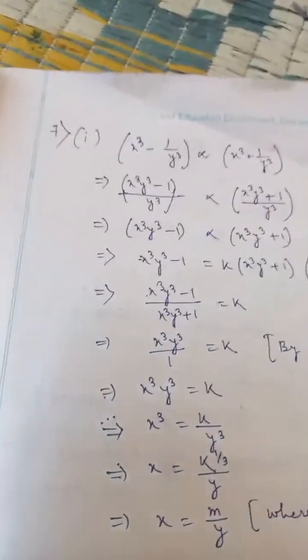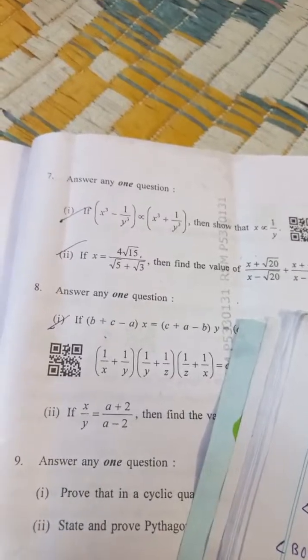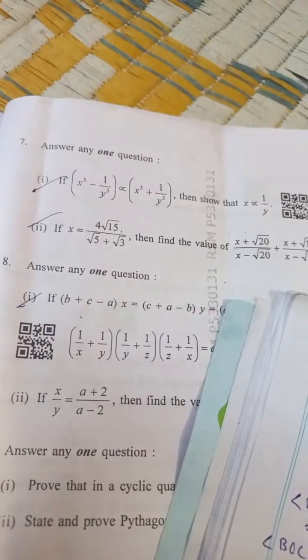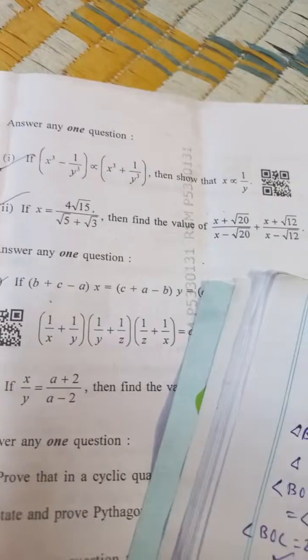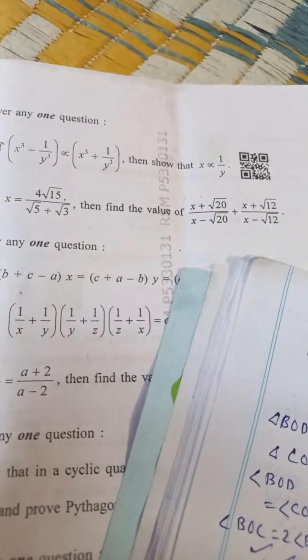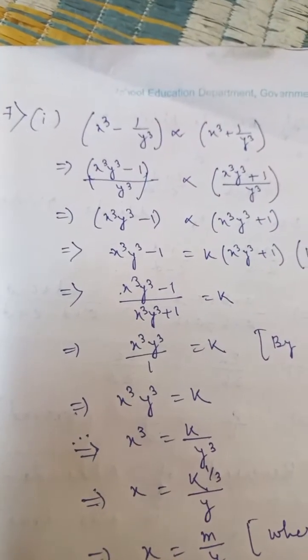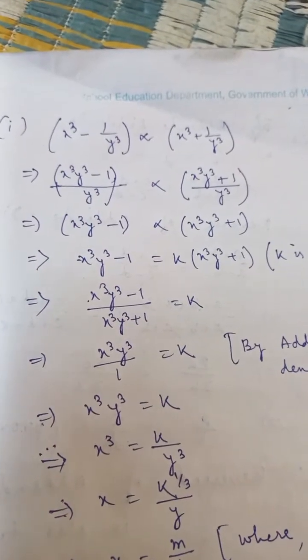You can look at this question. Here it is given, question number 7, number 1: if x cube minus 1 by y cube is directly proportional to x cube plus 1 by y cube, then show that x is directly proportional to 1 by y. So how can we prove this? x cube minus 1 by y cube directly proportional to x cube plus 1 by y cube.